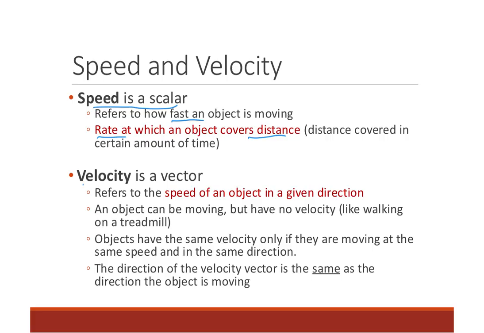In contrast, velocity is a vector, and velocity refers to the speed of an object, but in a given direction. So it's like a speed calculation plus a direction added. An object could be moving but have no velocity if it doesn't go anywhere. So you think like walking on a treadmill would be an example where you would have speed, your legs could be moving at a certain speed, but you will have no velocity. And objects only have the same velocity if they match both with the same speed and the same direction. So any change between two objects that are not moving at quite the same speed or not in quite the same direction, they have two different velocities.